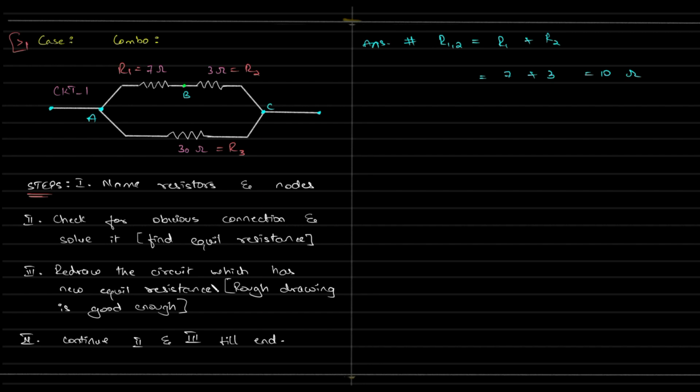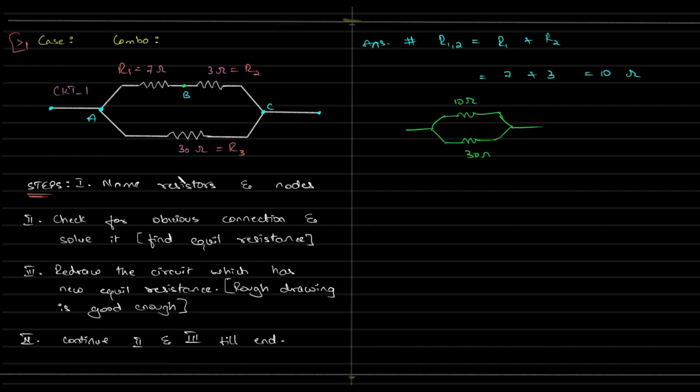So redraw the circuit with the new equivalent resistance. A rough drawing is good enough. So remember, all this is only for your understanding. You need not draw this part. So this rough diagram is enough. This is 10 ohm and this is 30 ohm. Now, what is obvious over here? The obvious thing is 10 and 30 are in parallel, right?